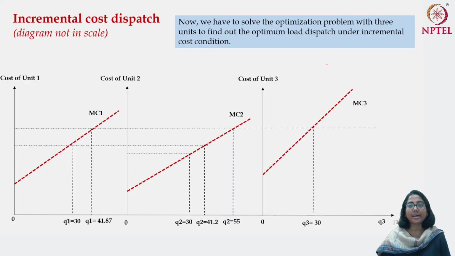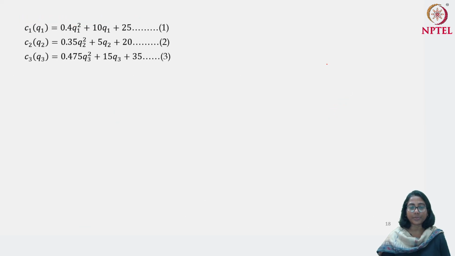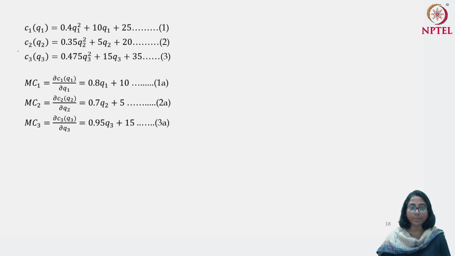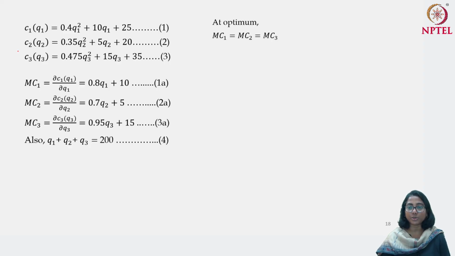Okay. Now let us see what the optimum load dispatch condition is under the incremental costs. This is the same as what we have done previously. These are the three cost functions given. From there we derive three marginal cost functions, and we also have the constraint where the demand has to be equal to supply, which is equal to 200. At optimum, we have MC1 equal to MC2 equal to MC3. So what we can do, we'll first take MC1 equal to MC2 and then we'll take MC2 equal to MC3 and try to solve the problem.